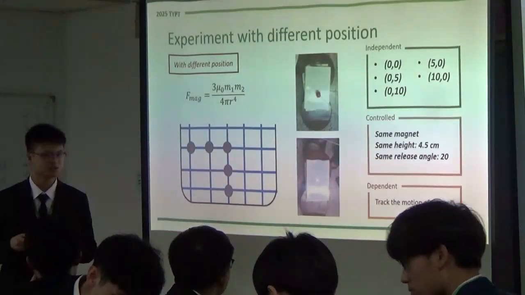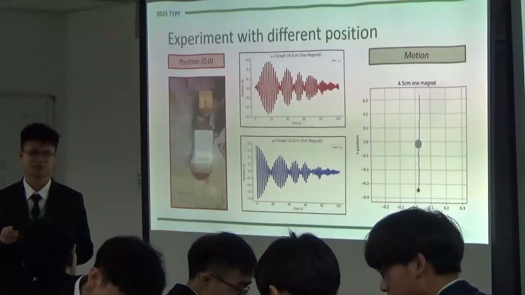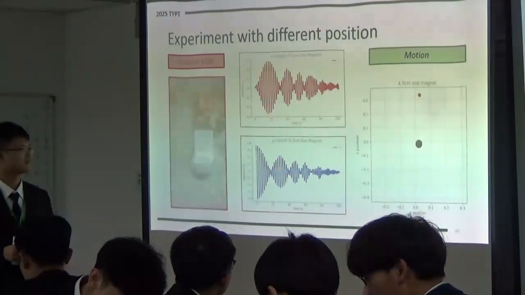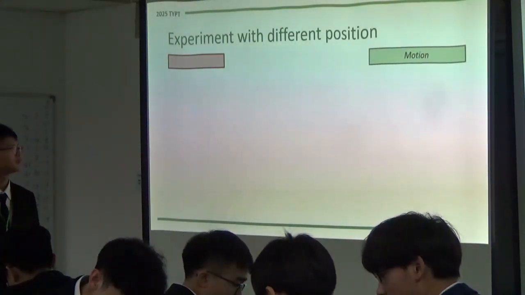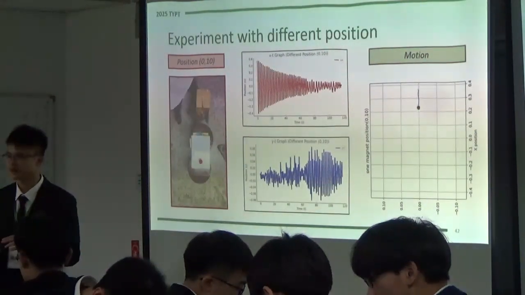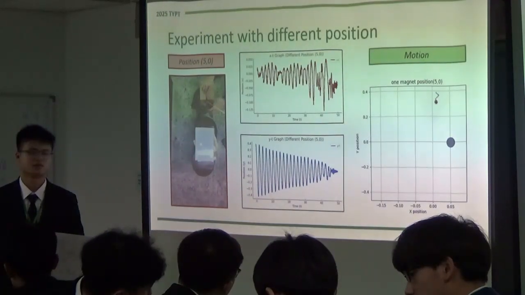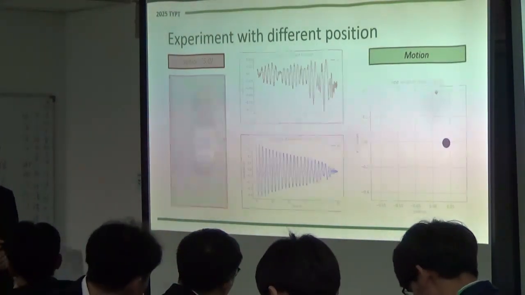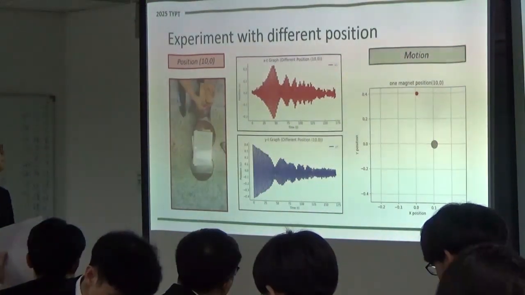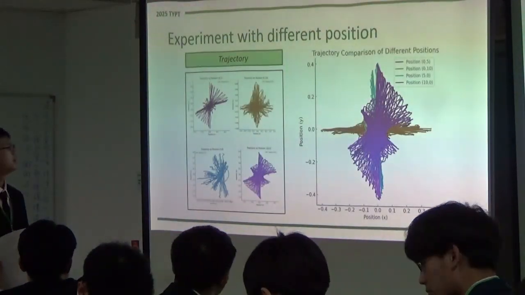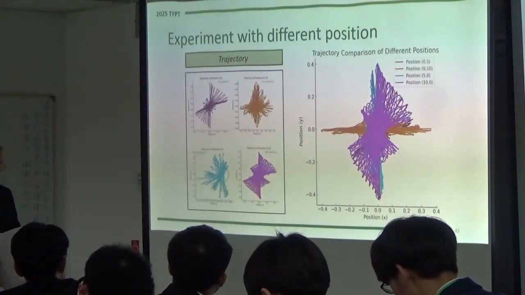Then it's the different positions. Then it's the positions with velocity 0 and 0. Then it's the positions with 0 and 5. And these positions with 0 and 10. And this is the positions of 5 and 0. And this is the position with 10 and 0. And then this is the trajectory at these several different positions together.